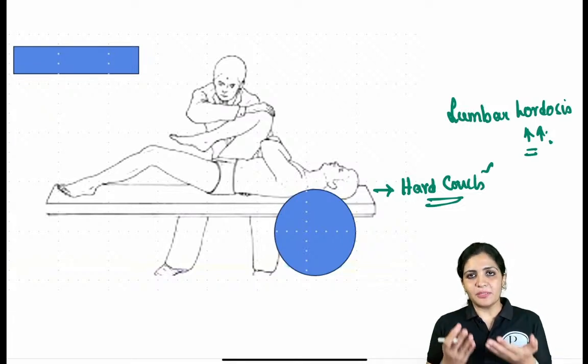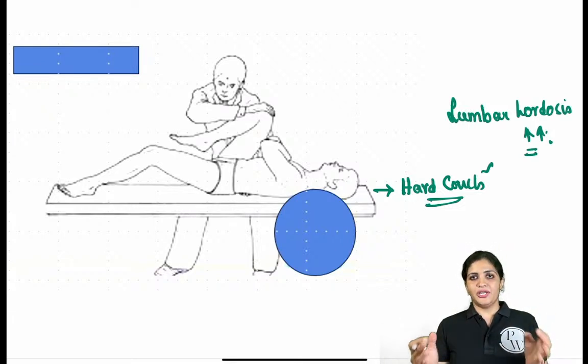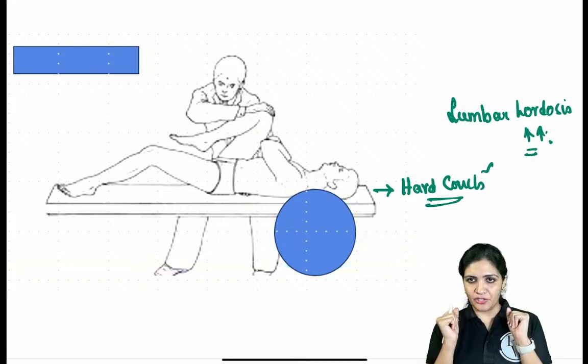So how do you do that? Now you ask the patient to lie supine on a hard couch, so that you can see there is some amount of lumbar lordosis which is exaggerated.